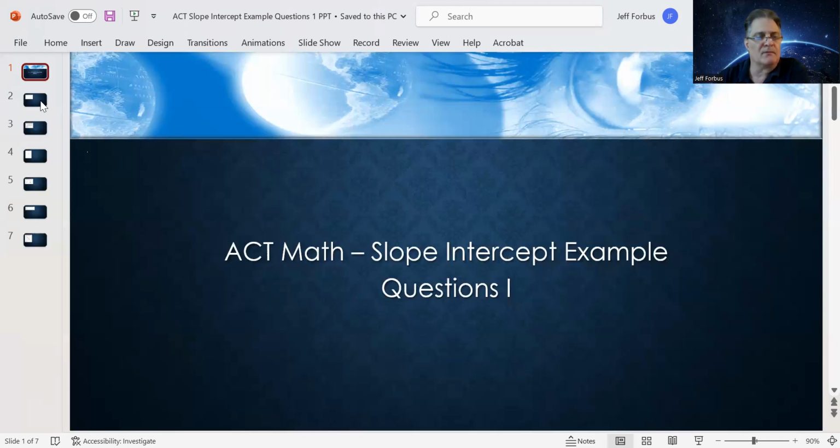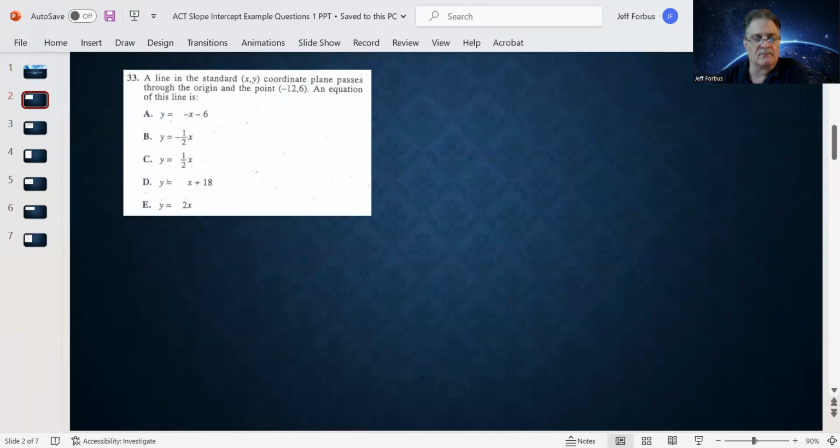All righty, question number 1. A line in the standard coordinate plane passes through the origin and the point -12, 6. What's the equation of the line? So this is really important. Notice it passes through the origin, so it's not going to have a y-intercept. So that gets rid of answer choice D as in dog and then A. And that leaves B, C, and E.